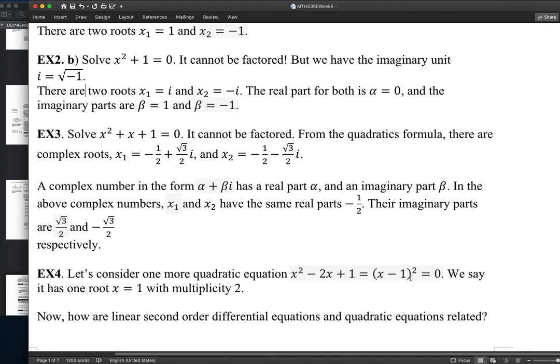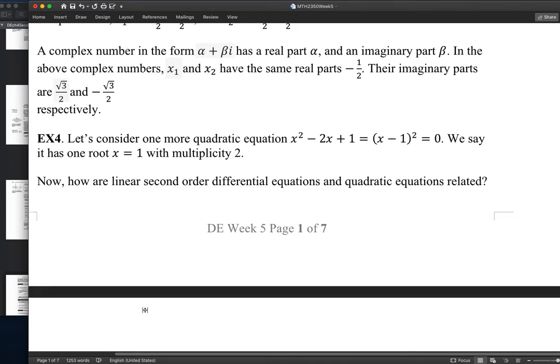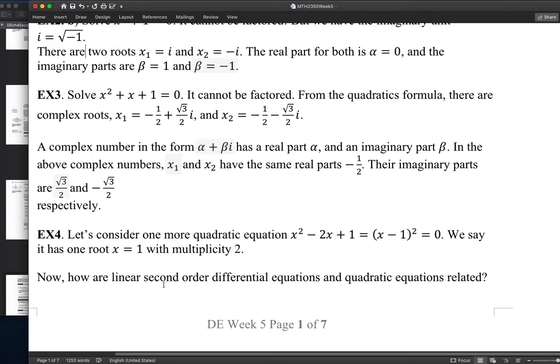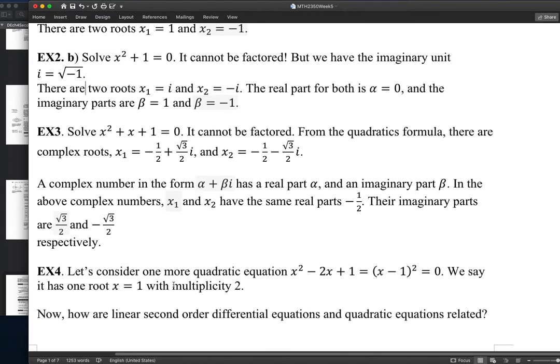But we said in the beginning, a quadratic equation must have two roots. So we say this root has a multiplicity of 2. Okay. That is about the reviewing of quadratic equations.